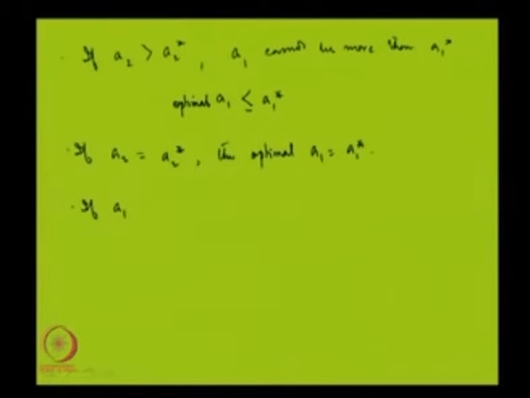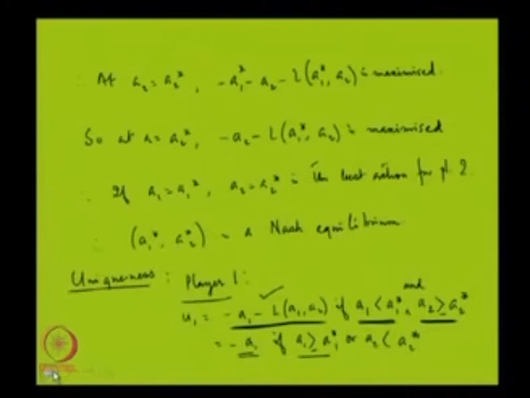If A2 is less than A2 star, then what happens? If A2 is less than A2 star, so I have this case, in that case obviously player 1 will take just action which is equal to 0, because at 0 this is being maximized. So, this is very simple.